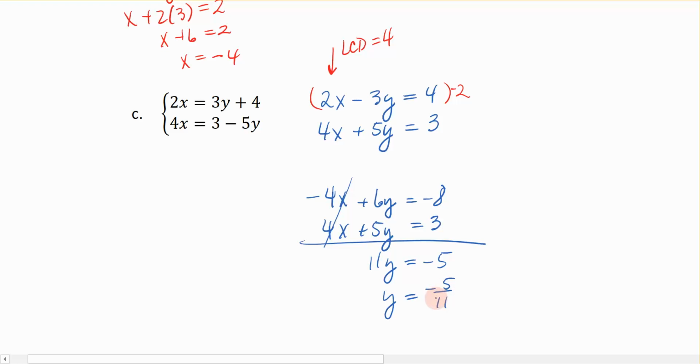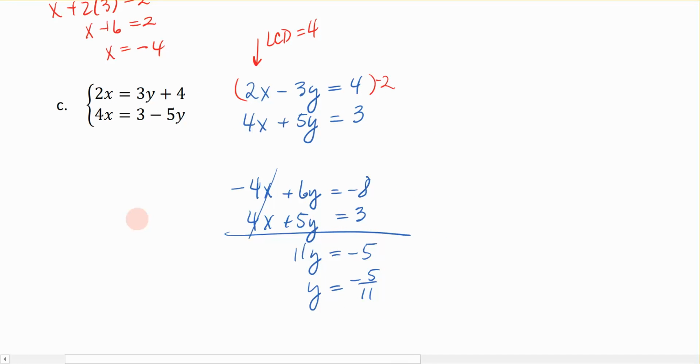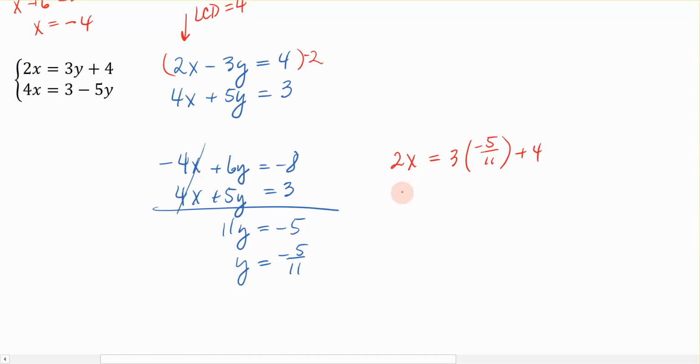Now, it's okay if you get a fraction. Don't forget that fractions exist in the real world, and not all of our answers are pretty answers. So this is okay. We're just going to take this y and we're going to substitute it back into one of the original equations to be able to solve for x. So I'm going to just choose the top equation because it's the first one I see, and I say 2x is equal to 3 times negative 5/11 plus 4. And I have 2x is equal to, when I multiply 3 times negative 5/11, I get negative 15/11 plus 4.